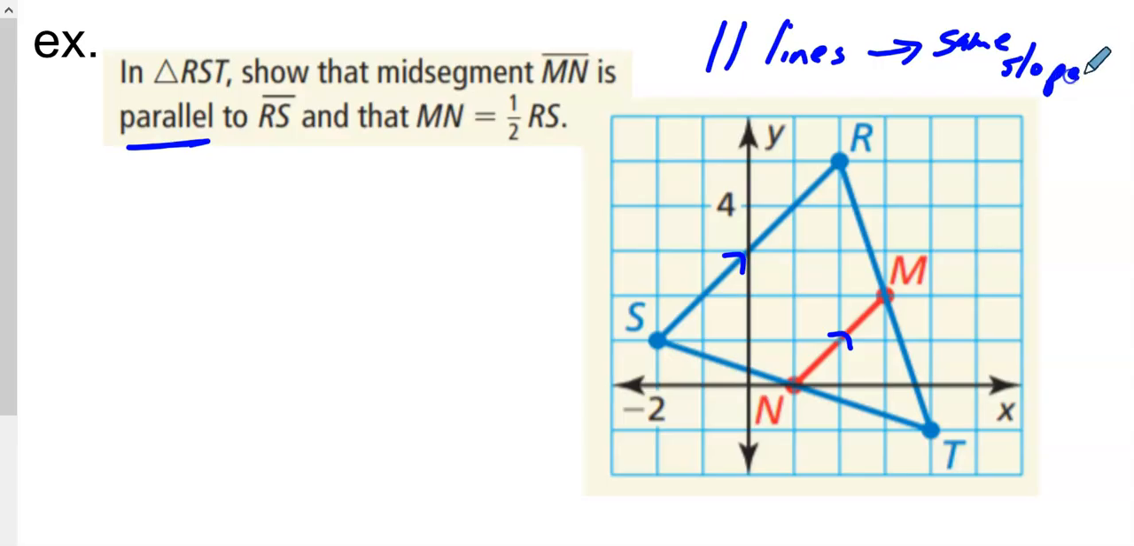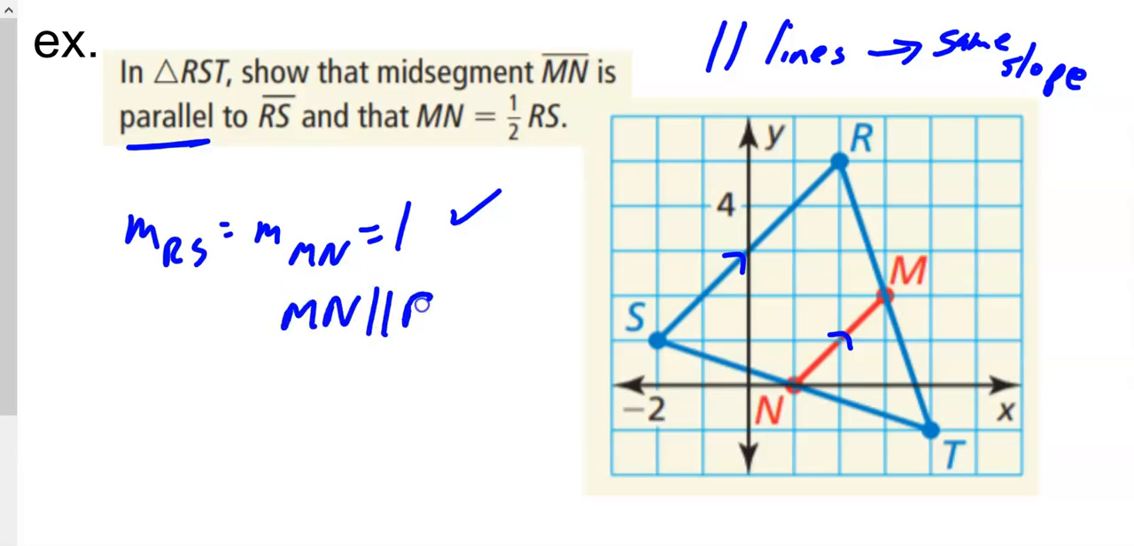Parallel lines, again, hopefully this is review for you, have the same slope. To show the same slope, since it's on the coordinate plane, we don't even need the slope formula. We literally count up 1, right 1, up 1, right 1. Same thing here for NM: up 1, right 1, up 1. So the slope of RS equals the slope of MN, which equals 1. Therefore, MN is parallel to RS. So we did the first portion there. Now let's take a look at showing that MN is half of RS.